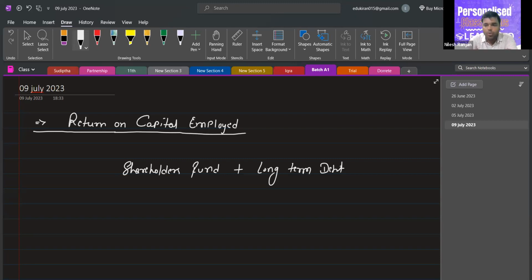These capital are employed in business for long term. That's why it is called capital employed. The current assets, current liabilities are short term in nature. That's why we don't include those items in capital employed. Okay. So what does it tell us? Return on capital employed.